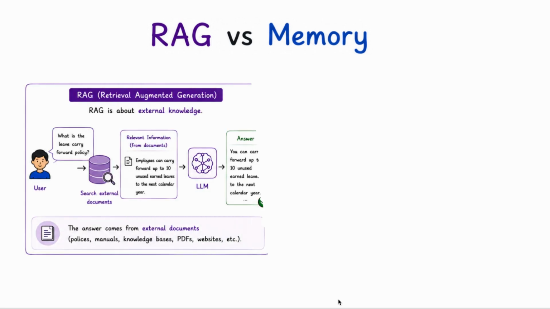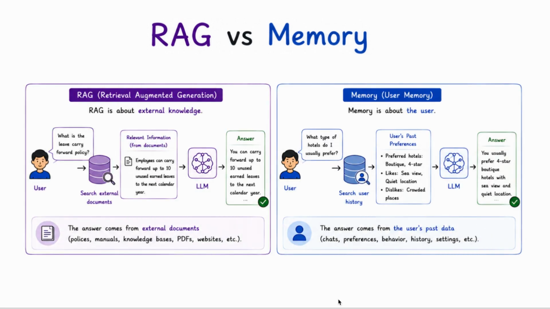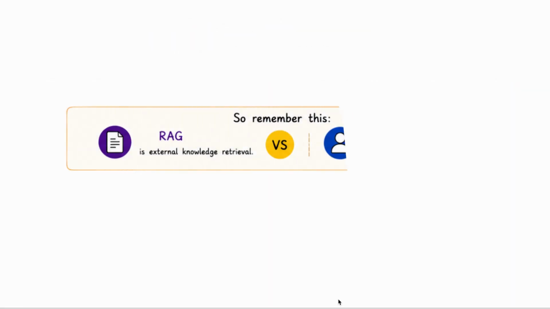Now let's clear one common confusion. Is RAG the same as memory? No. Memory is about the user. RAG is about external knowledge. For example, if I ask what type of hotels do I usually prefer, that is memory, because the answer depends on my past preferences. But if I ask what is the leave carry forward policy, that is RAG, because the answer is inside an external document. So remember this: memory is personal history, RAG is external knowledge retrieval. Both are useful, but they solve different problems.